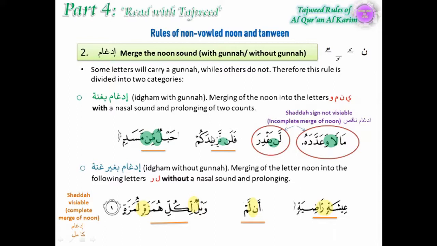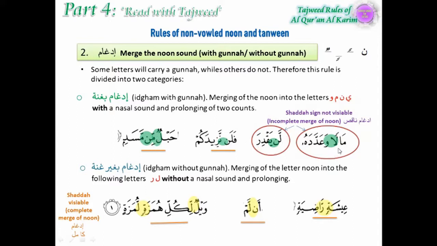So again, complete merge. Here, habalum, this nasal, which is the characteristic of the noon, is coming from the meme because the nasal also is the characteristic of meme. So it's these two letters that carry the characteristic of gunna. Therefore, this ghunna is coming from the meme. So again, there's a complete merge of the noon. There is no sign of noon.